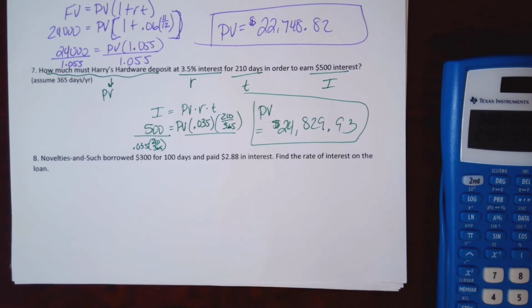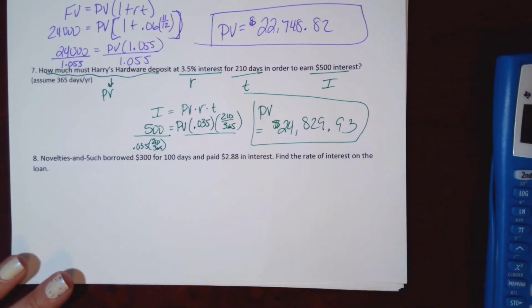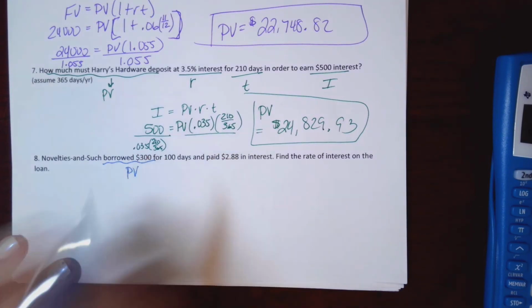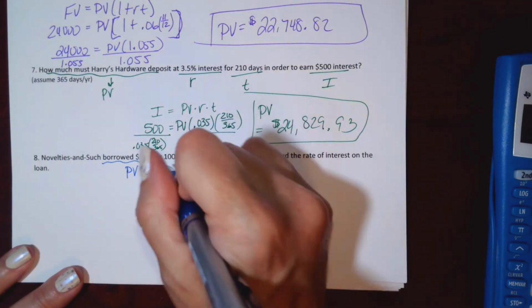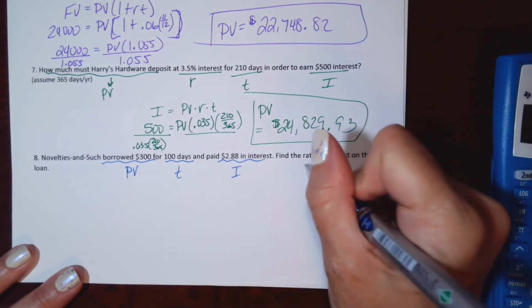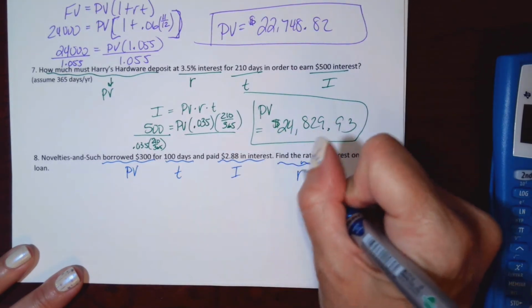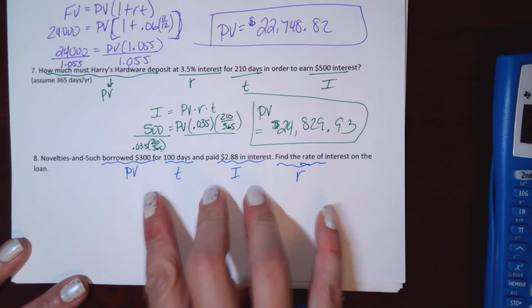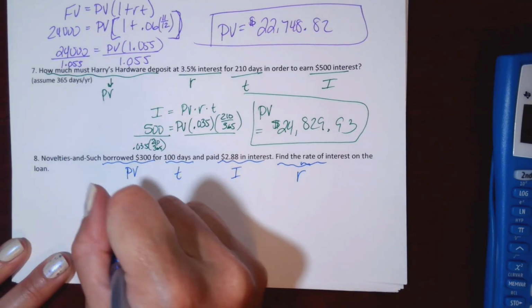Okay, Novelties and Such borrowed $300 for 100 days, and they paid $2.88 in interest. We need to find the rate this time. So let's see what we know and what we need. They borrowed $300. Well, that's present value. That's how much they borrowed. 100 days is my term. There's my interest. Find the rate. We are looking for R. These are the variables that we're interested in. That's my simple interest formula.